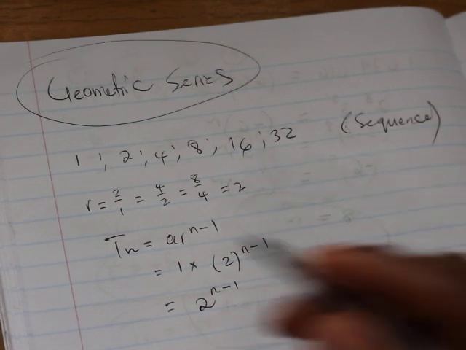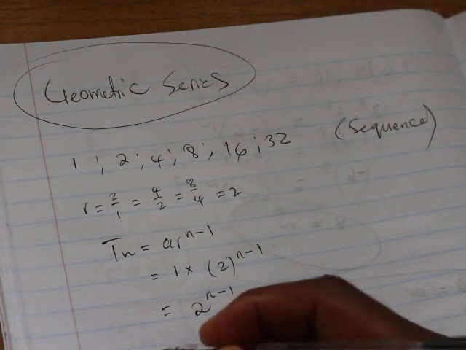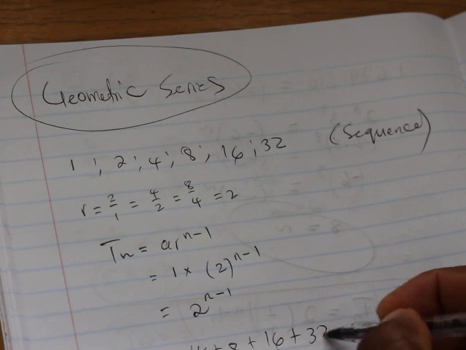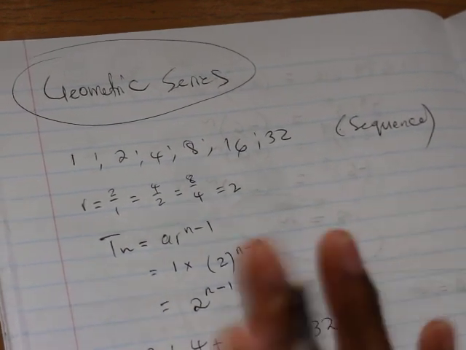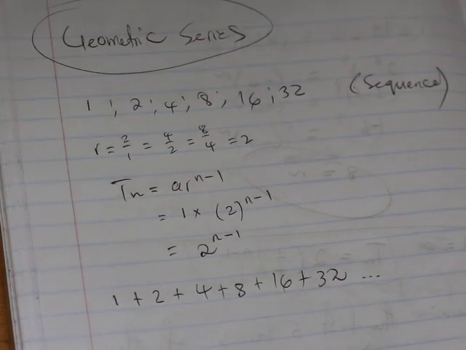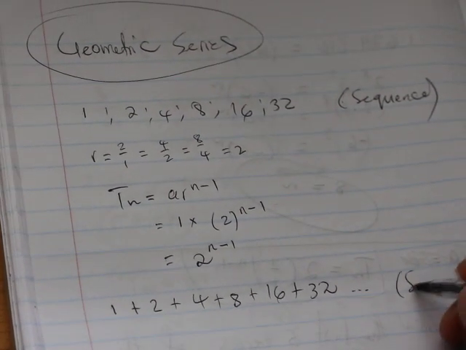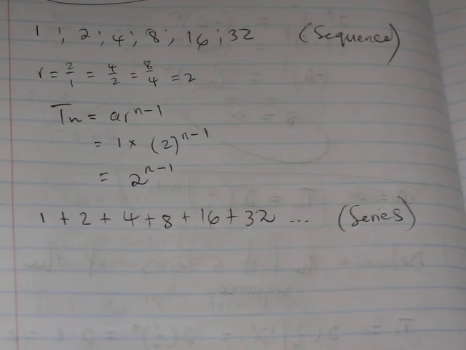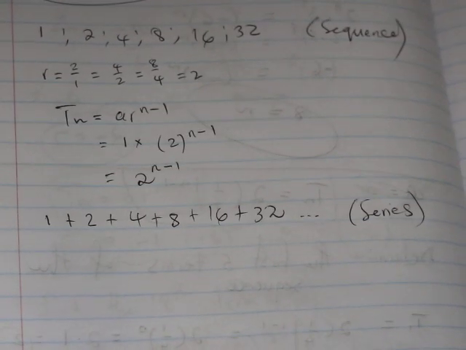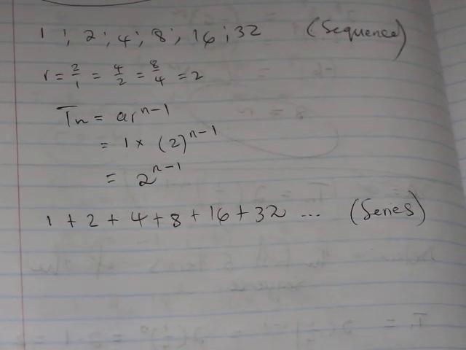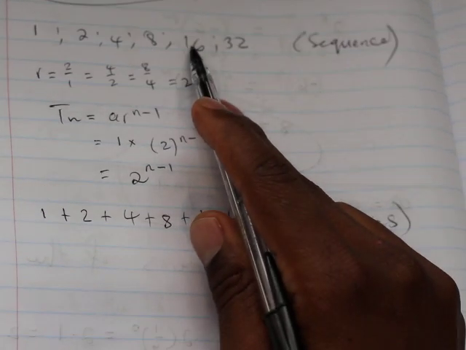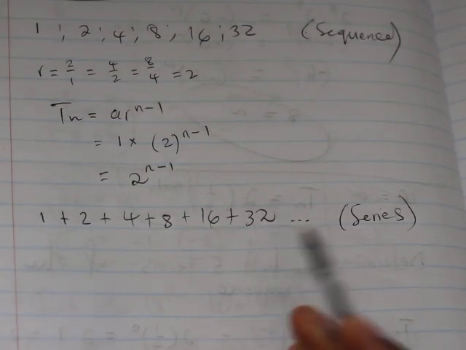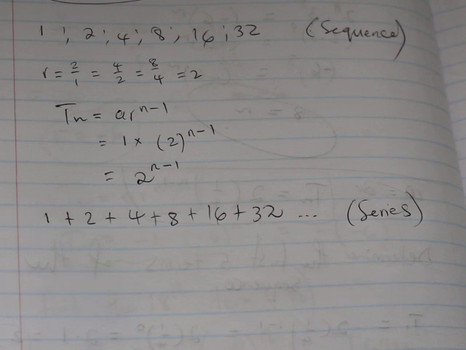But as soon as we have something like 1 plus 2 plus 4 plus 8 plus 16 plus 32, this is a different thing. It's no longer a sequence, it's a series. With series we also need to know if it is geometric, arithmetic, and so forth. Because this is derived from a geometric sequence, it becomes a geometric series. Do you understand? There's that relationship.